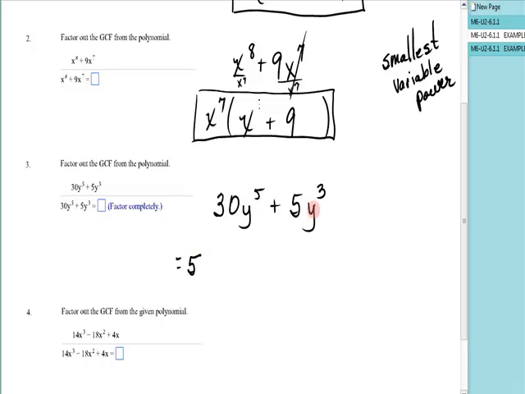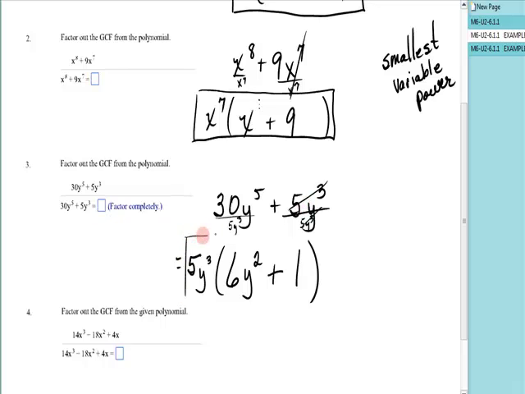Both factors have y's. Remember, I have to take the smallest power, so it's 5y to the 3rd. I will divide 5y to the 3rd out of each of these terms. When I divide 5 into 30, I get 6. Y to the 5th over y to the 3rd, I subtract: y to the 2nd, plus, now, some people would say these completely divide out. Yes, they do, but that leaves a 1 behind. Don't forget the 1. How could you check this? Distributive property. And without that 1, you could not rediscover that last term.